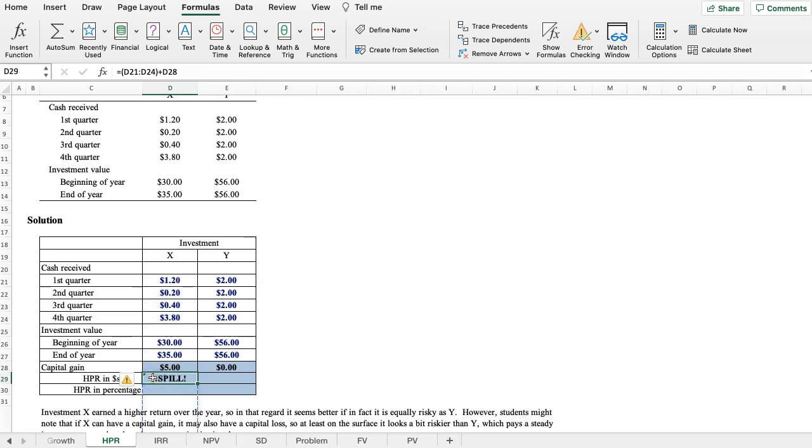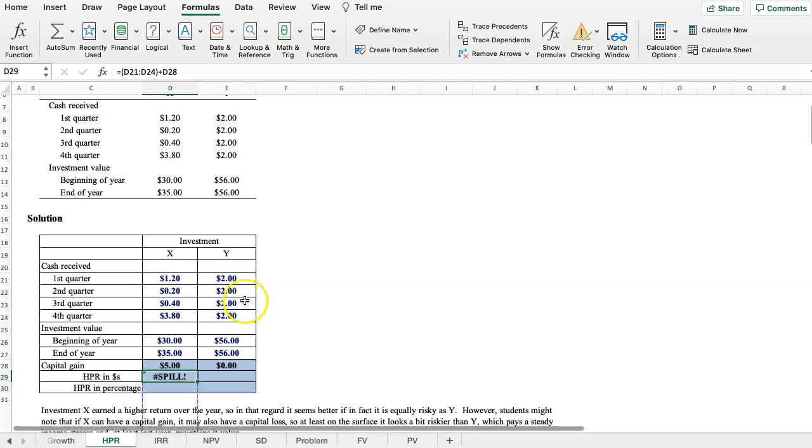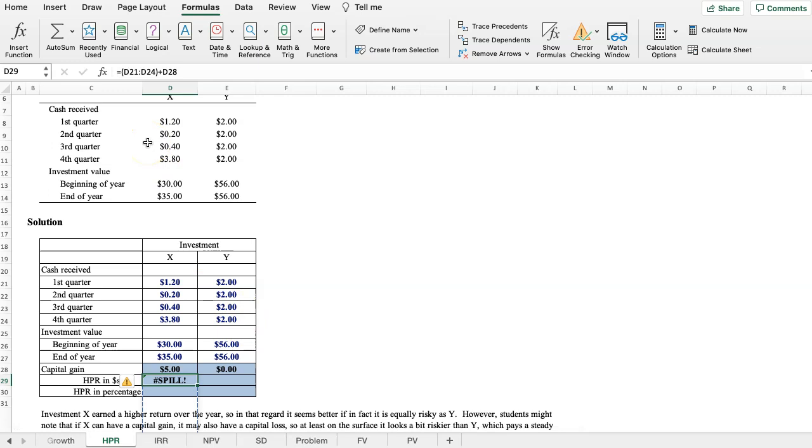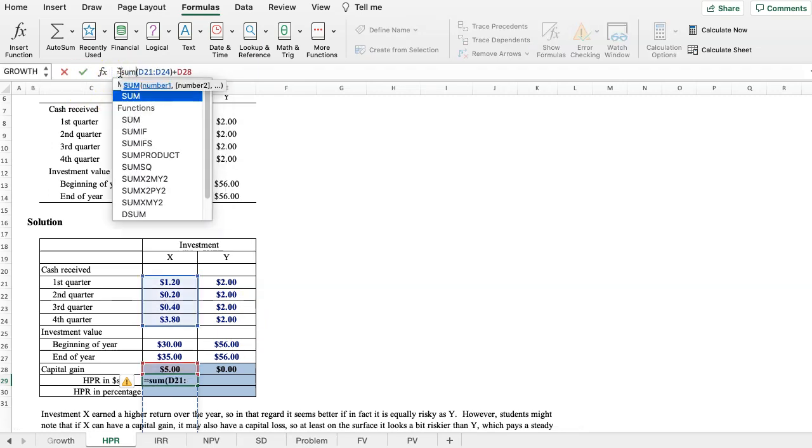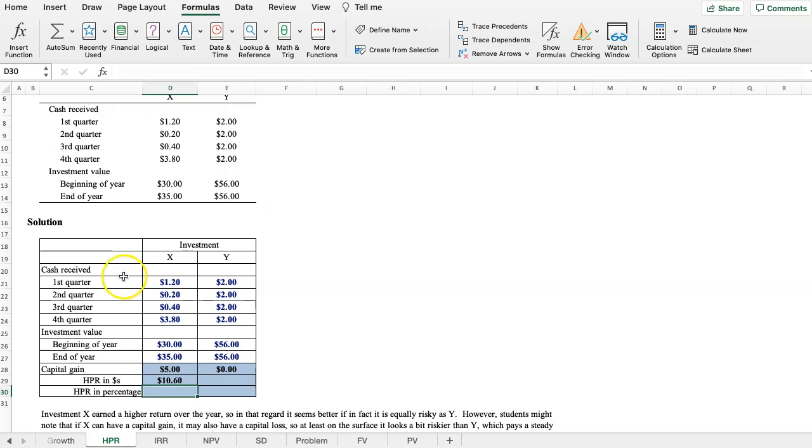So, why do we have a spill here? Okay, that helps. I just didn't put the sum in the formula, but there's the formula there. Then for the holding period return, we simply take D29 and divide that by D26, which is the beginning value. So that gives us a 35% return.